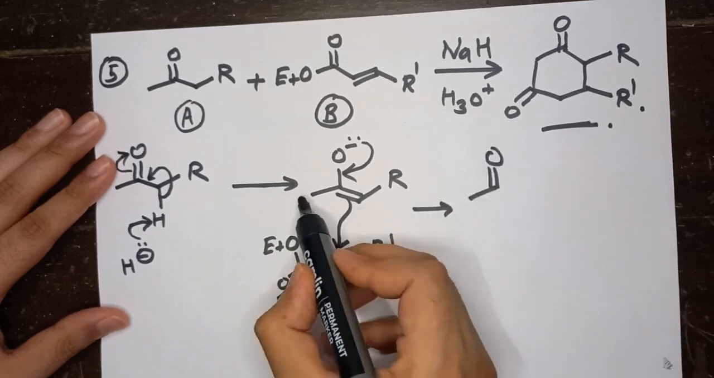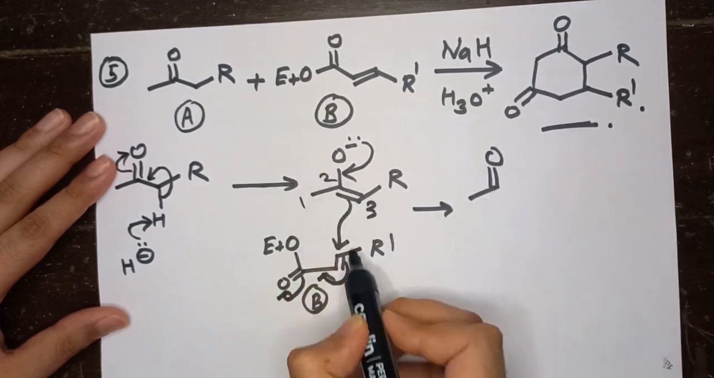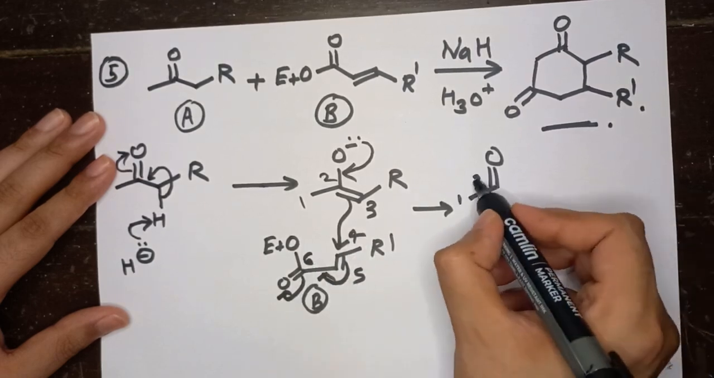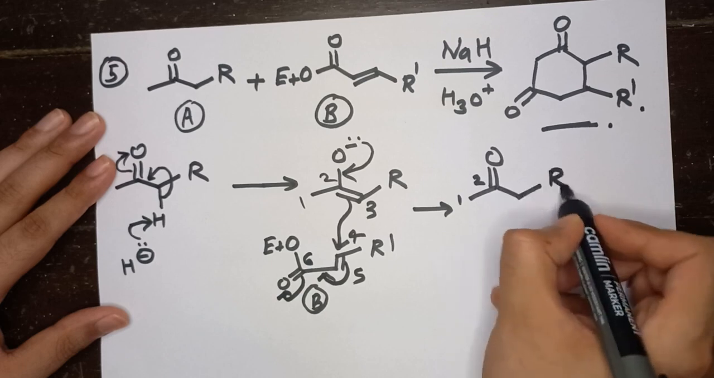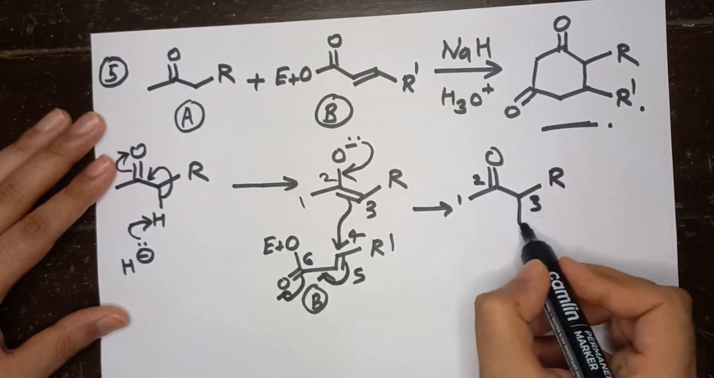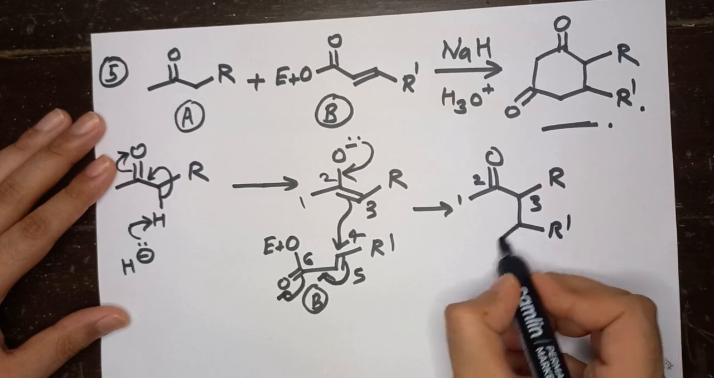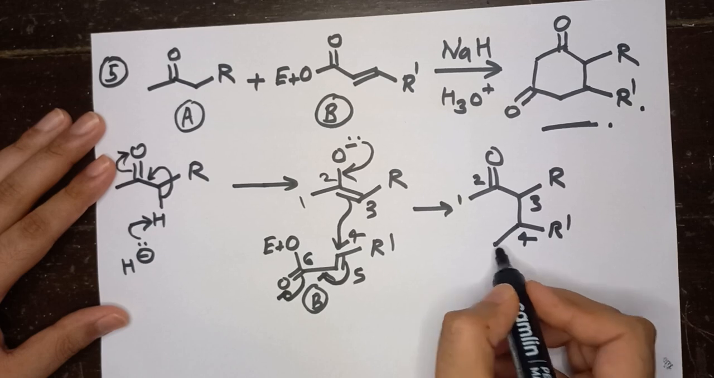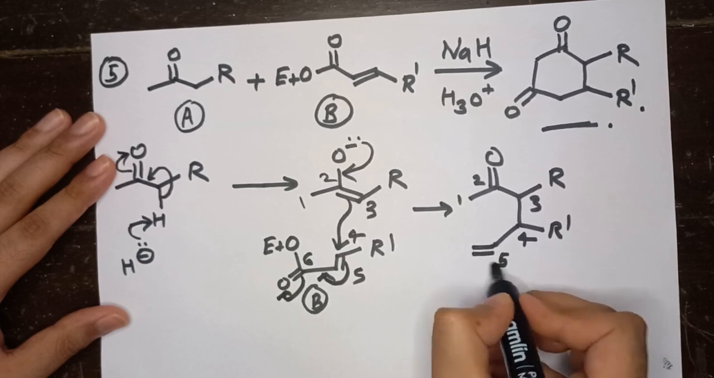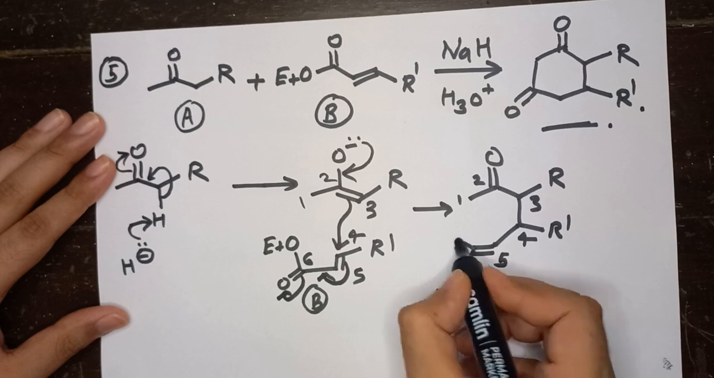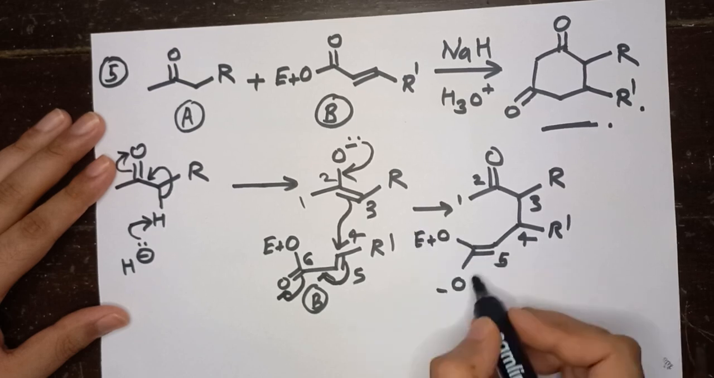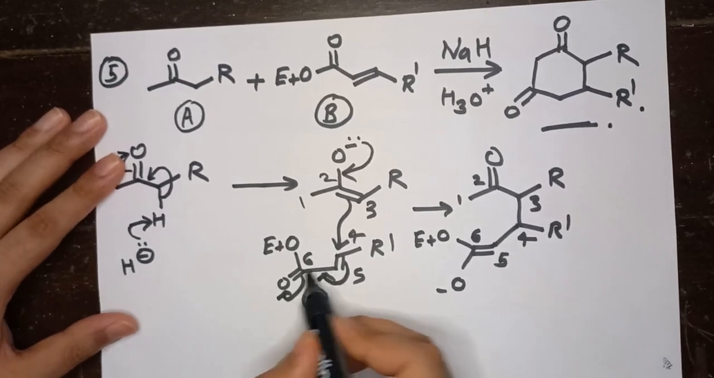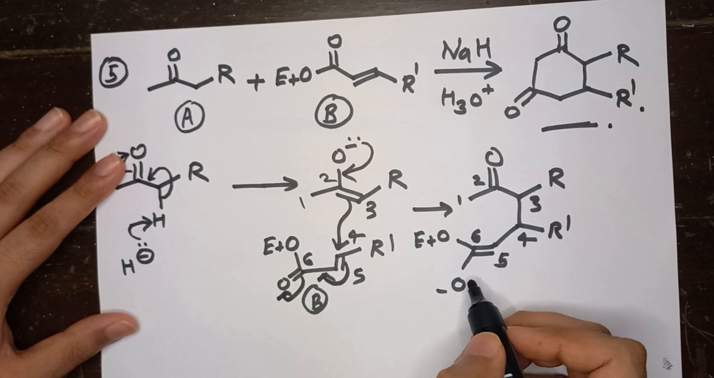Let me number them. 1, 2, 3, 4, 5, 6. 1, 2, 3 having one R, 4 having R1. Okay, this is my 4. This is my 5th. And this is my 6th. Okay, we see a double bond between 5 and 6.